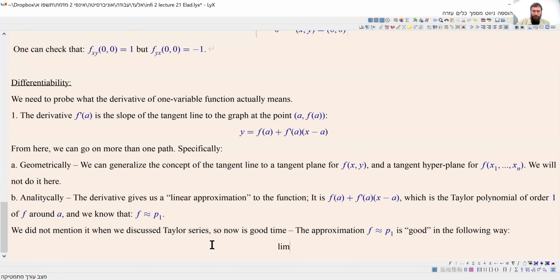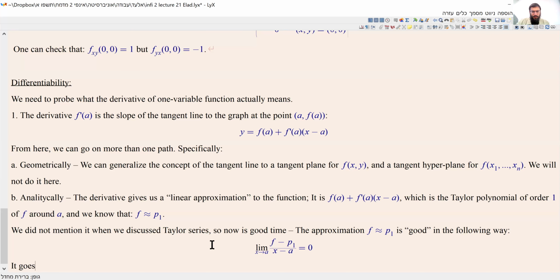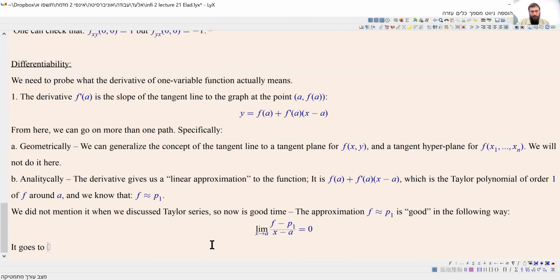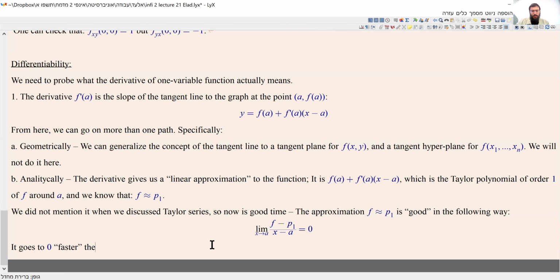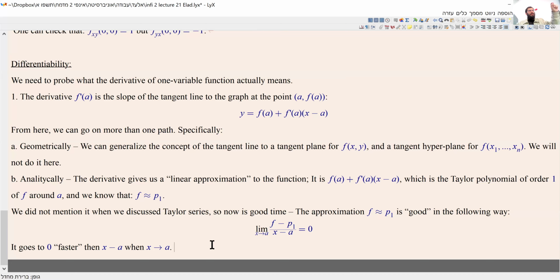If we look at the limit where x goes to a of (f minus P1) over (x minus a), it is 0. It goes to 0 faster than x minus a, where x goes to a. We denote it with small o. We've already seen small o in computer science somehow. There's the big O, the bigger function, and the small o, when we go to 0. But here it is smaller because it goes to 0.